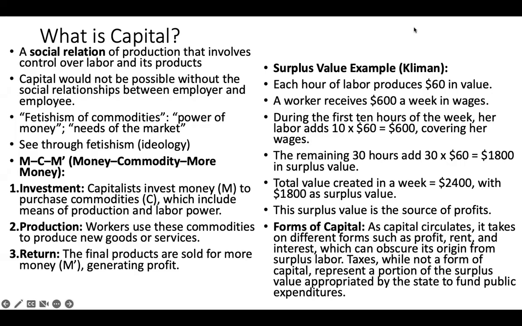So again, if you take M-C-M prime, it almost seems like a kind of magical process, right? You start off with a certain amount of money, you invest it in the production process, and at the end of the production and the circulation process, you end up with more money than what you started with. But how is that more money actually created? Marx is quite clear that the means of production itself cannot create new value. They simply transfer their value onto the commodities which are produced with them.